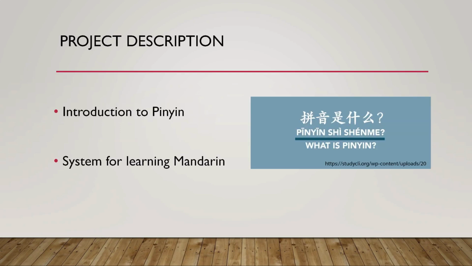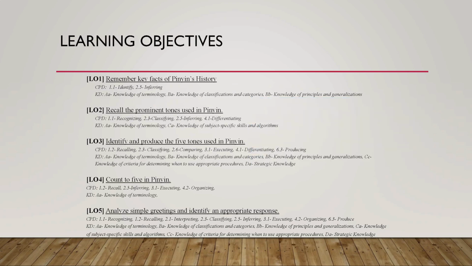I decided to do an introduction to Pinyin as my learner management system. Pinyin is a system which allows English readers and speakers to read, speak, or write as a system for translating Mandarin. The learning objectives are remember key facts of Pinyin's history, recall the prominent tones used in Pinyin, identify and produce the 5 tones used in Pinyin, count to 5 in Pinyin, analyze simple greetings, and identify an appropriate response.